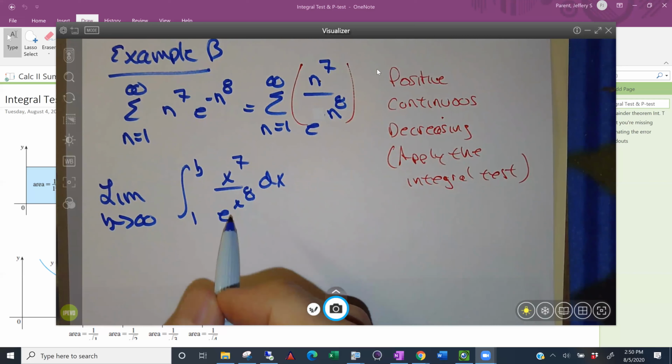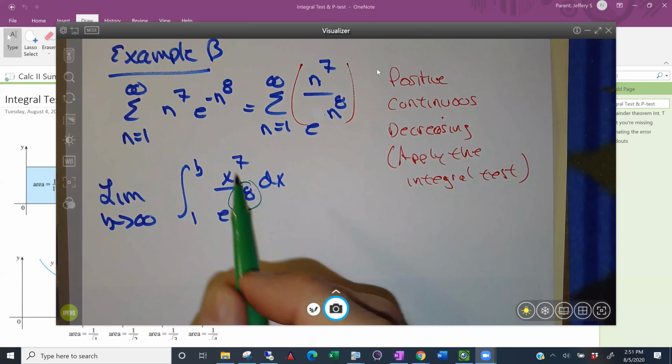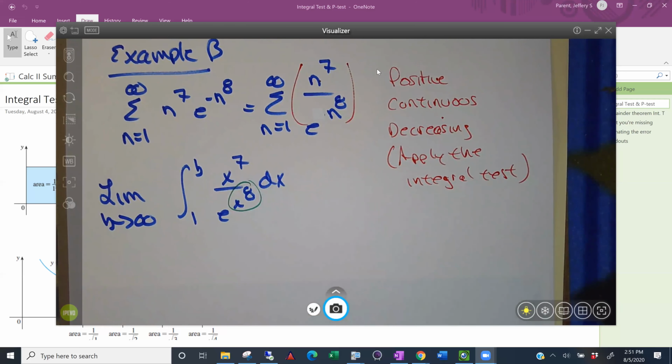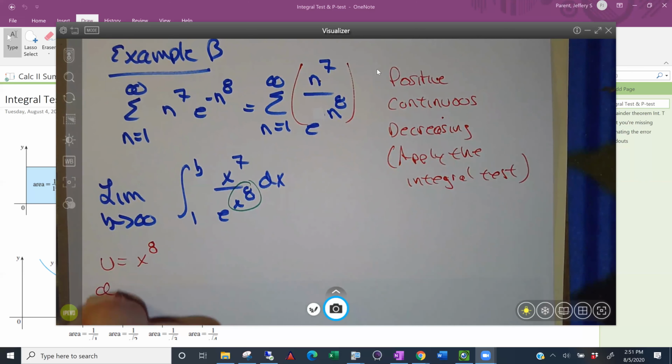I think we can do another u substitution here. Any suggestions as to what the u substitution should be? The x to the 8th power. Nice. Because the derivative of x to the 8th is going to involve an x to the 7th. And that's just a big hint that you might want to look at that as a possible u substitution. Thank you. So u equals x to the 8th. That means du equals 8x to the 7th dx.